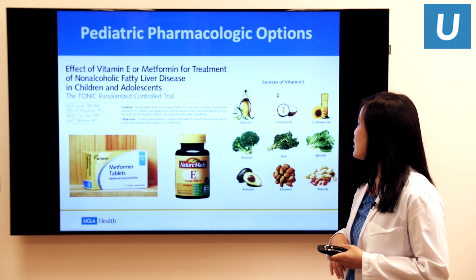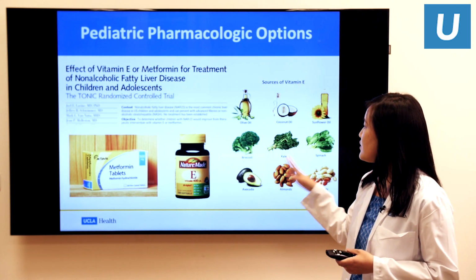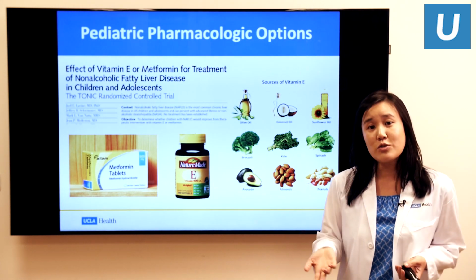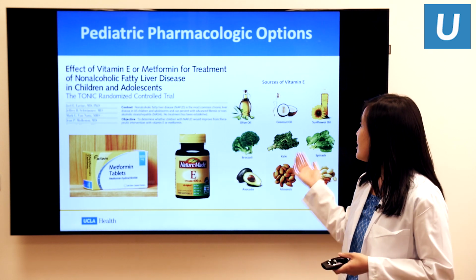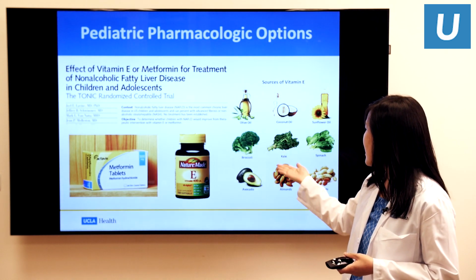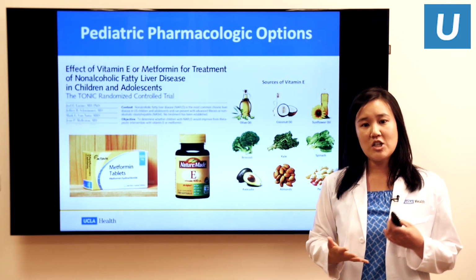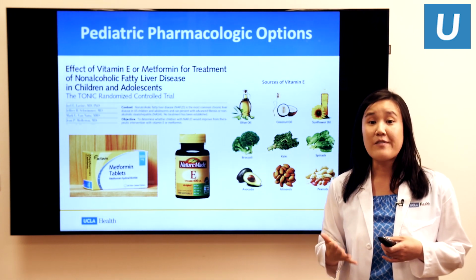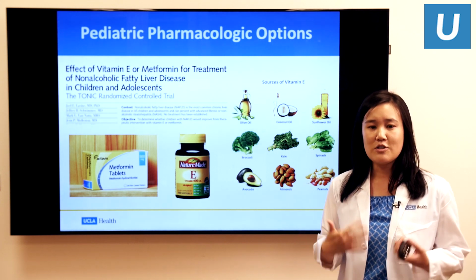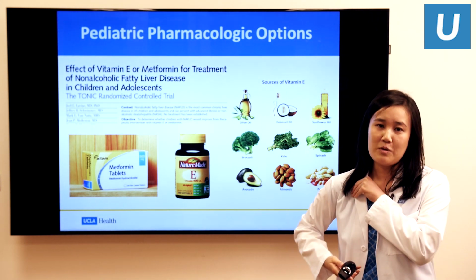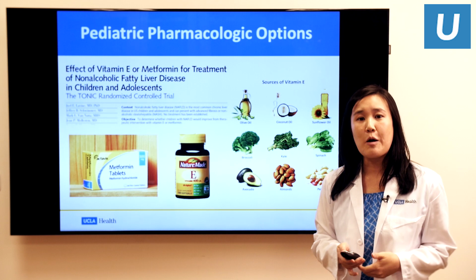Moreover, I encourage my patients, instead of taking a pill, to look for natural sources of vitamin E. Vitamin E can be found in olive oil, broccoli, avocado, almonds, and peanuts. So just simply changing your diet, you can get more vitamin E. And vitamin E is known as an antioxidant, which has been shown to help with fatty liver.